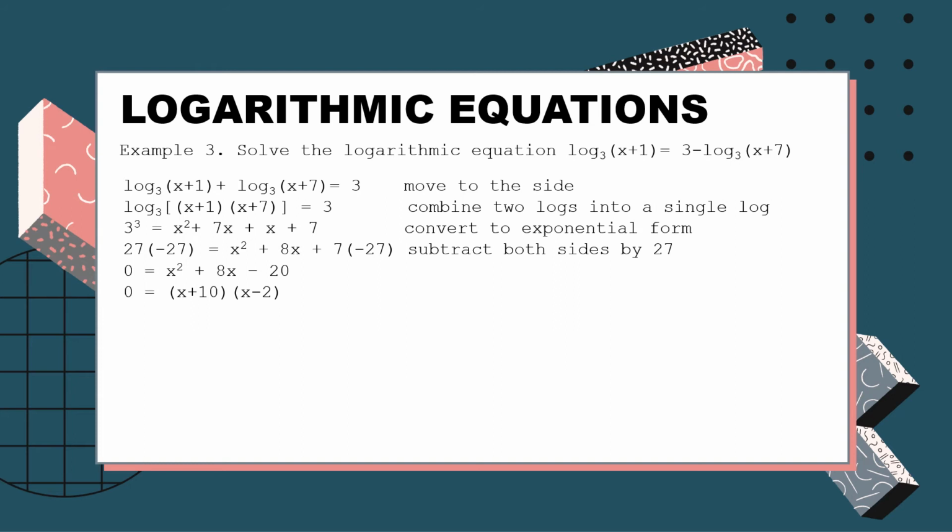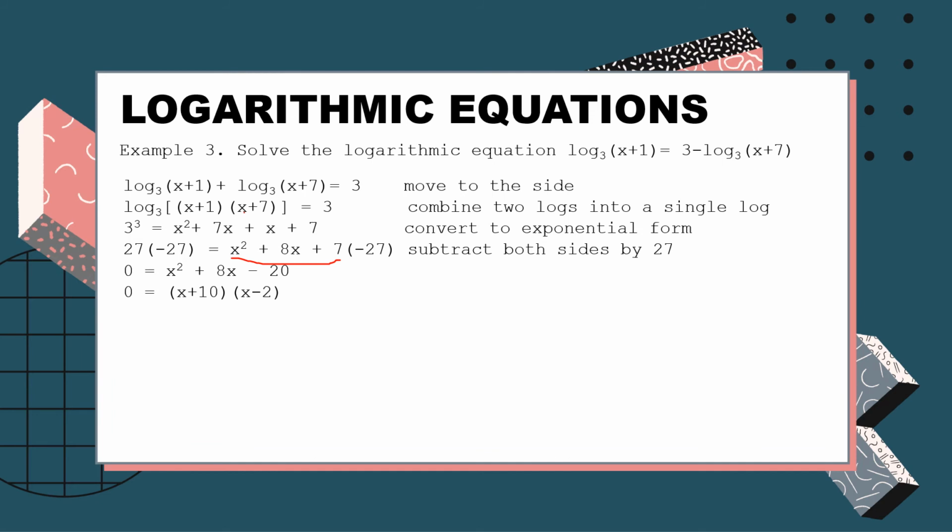We make 3 the power of the base, 3 to the power 3, or 3 cubed, equals the quantity x plus 1 times x plus 7. Use the FOIL method. x times x is x squared. 7 times x is 7x. 1 times x is x. And 7 times 1 is 7. 3 cubed is 27. x squared plus 7x plus x is 8x, plus 7. We have this equation right here.